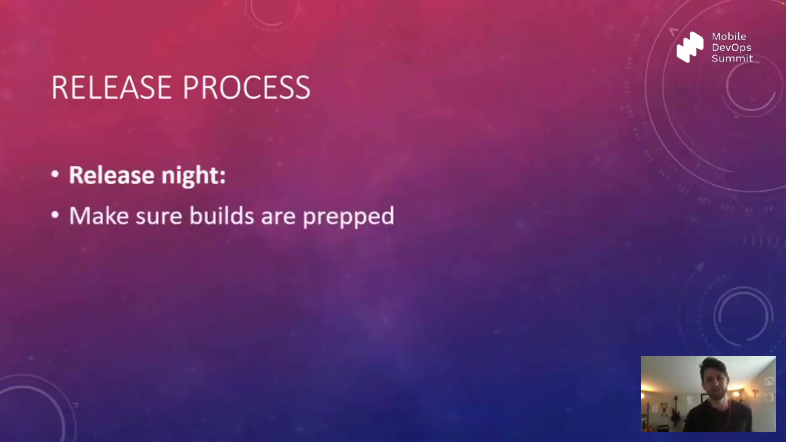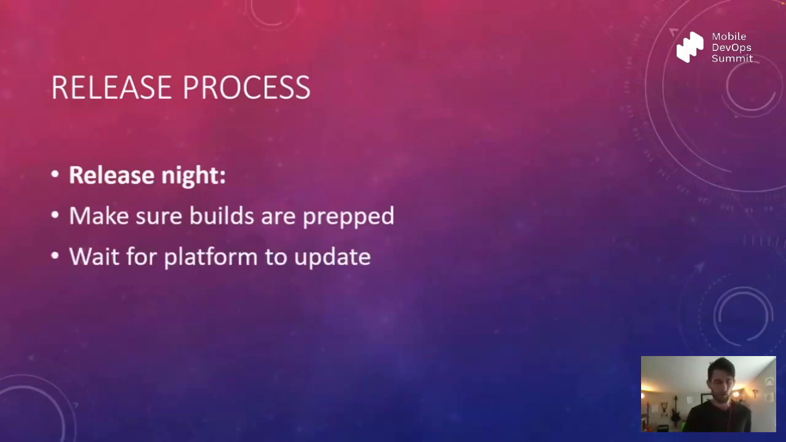So on release night, we make sure all the builds are uploaded, they're in the stores, they're ready to be submitted. Then we wait for our whole platform to update. And then the QA on our team will open up an ad hoc production build, which connects to production and goes through, make sure everything's green, good to go.